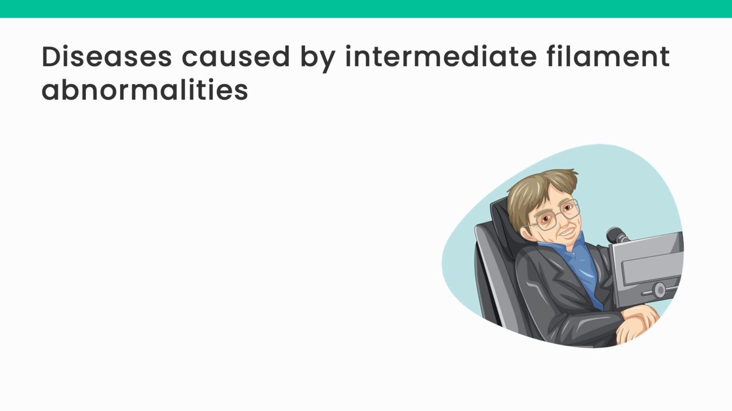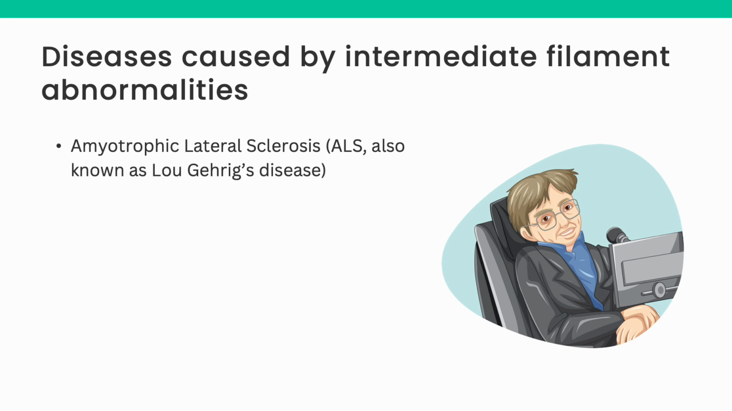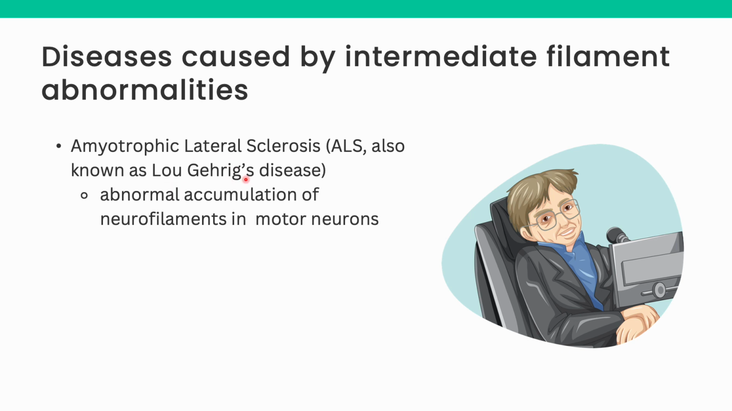Next, we'll talk about a disease called amyotrophic lateral sclerosis, or ALS. This can also be known as Lou Gehrig's disease. Lou Gehrig was a very famous baseball player back in the day, and this disease is named in honor of him. This disease is caused by the accumulation of neurofilaments in the motor neurons.